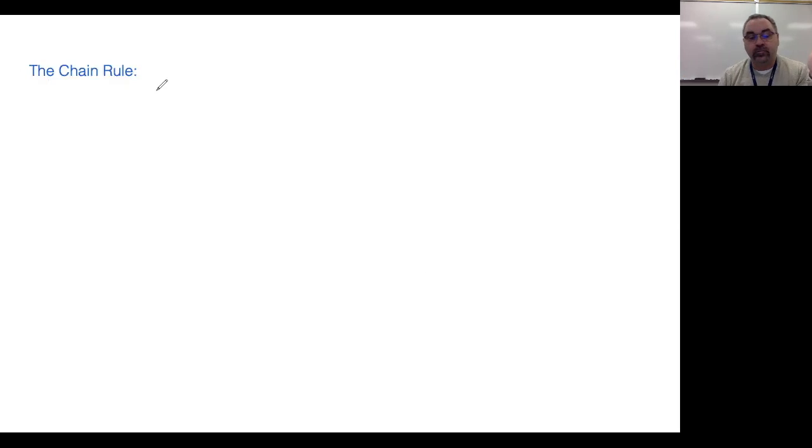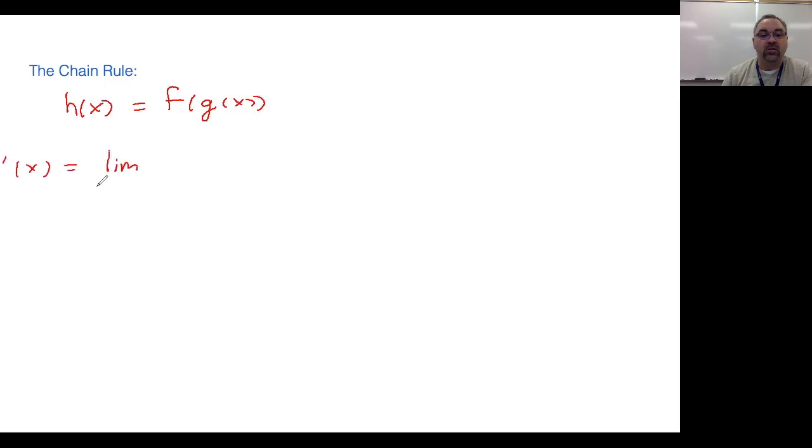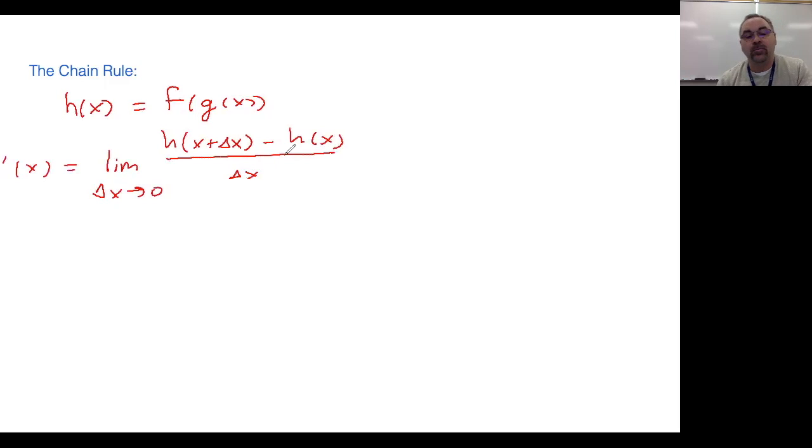So for the chain rule, I'm going to define a function right now. I'm going to define h of x, and it's going to be a composite function. It's going to be f of g of x. And what I want to do is find the derivative of that function, h prime of x. And of course, we know what that means. That means the limit as delta x approaches 0 of h of x plus delta x minus h of x, all of that over delta x.